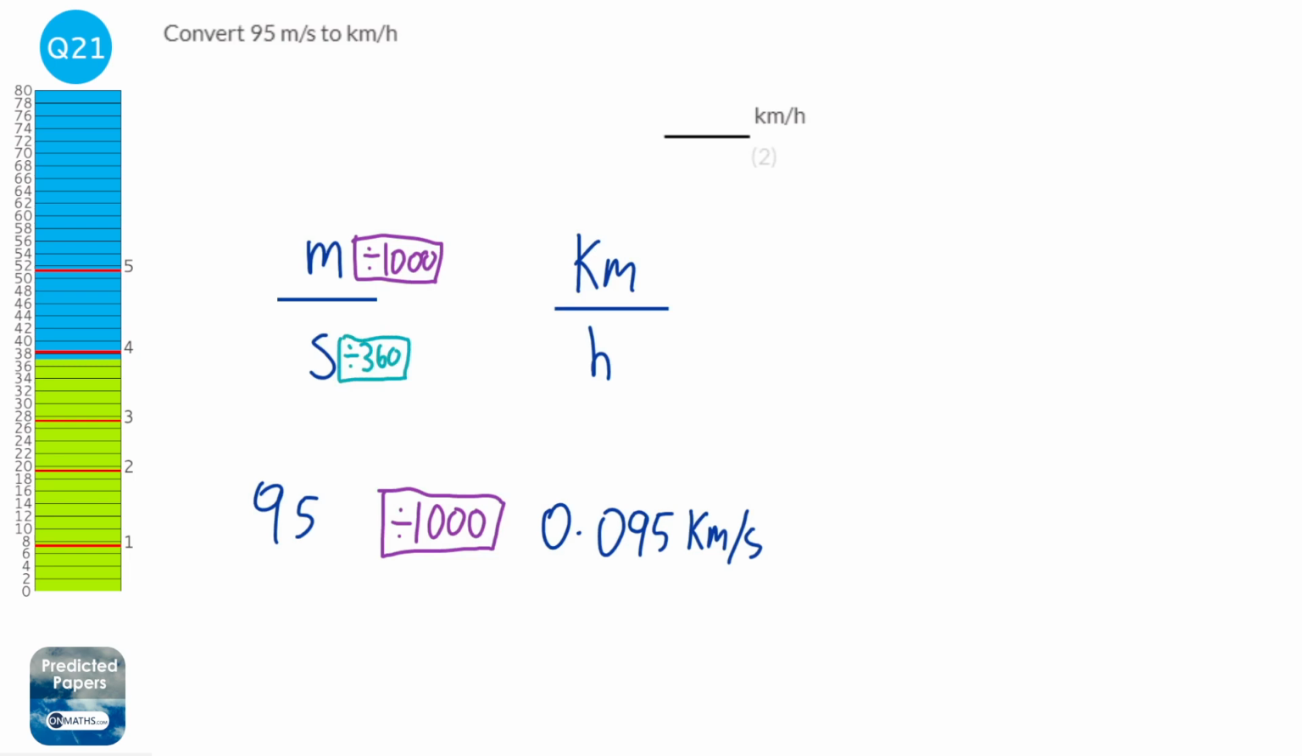Seems simple enough. But the seconds are at the bottom of a fraction, and when you divide the bottom of a fraction by something, you actually times the whole fraction by that thing.